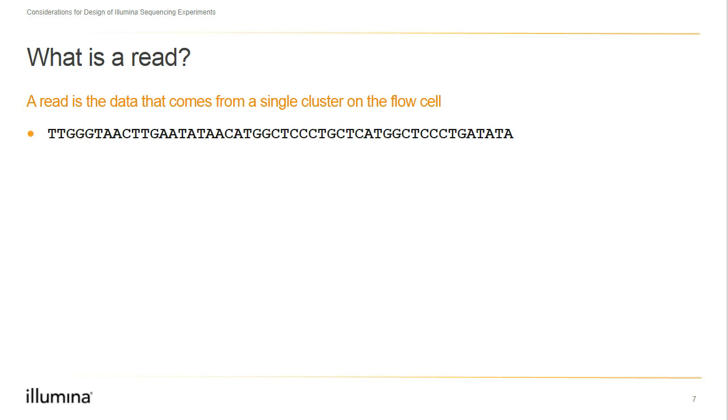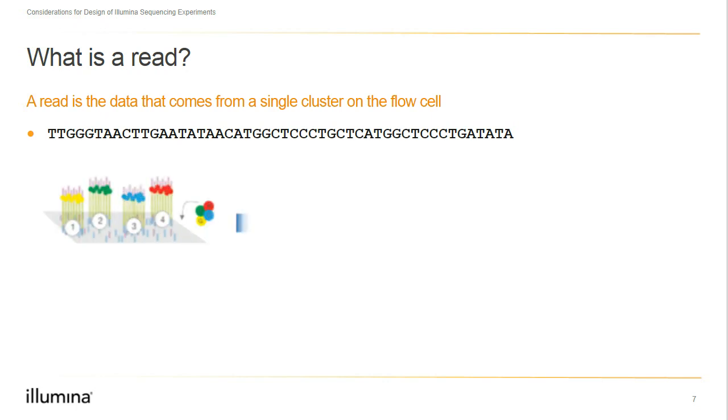Before we discuss types of reads and read lengths, let's go ahead and define a read. A read is the data that comes from a single cluster on the flow cell. And this is the actual genomic sequence found for a particular sample. It would look something like this, where this read is approximately 50 bases long. This means that it would take 50 cycles from the sequencer to produce a piece of information regarding this sample.